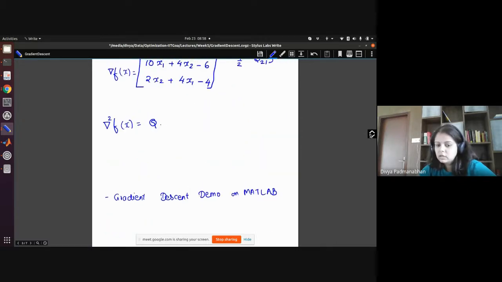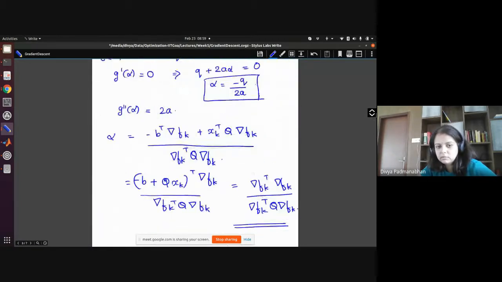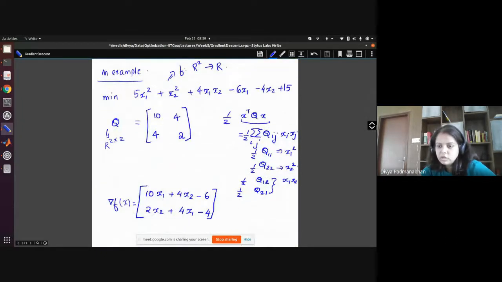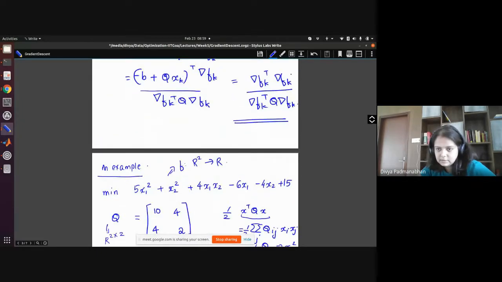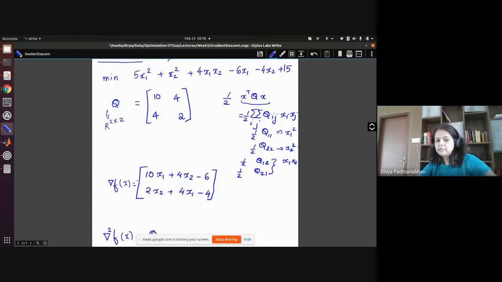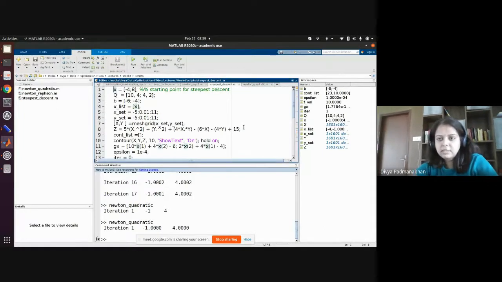So to implement this, we just need to compute these updates. You have the gradient now, and alpha you have already computed, which is this. So you just need to do these computations, and the direction is just going to be the negative of this gradient at every point. Let's just do that. I've already done an implementation, so I'll quickly show that to you. I hope the code is visible too.